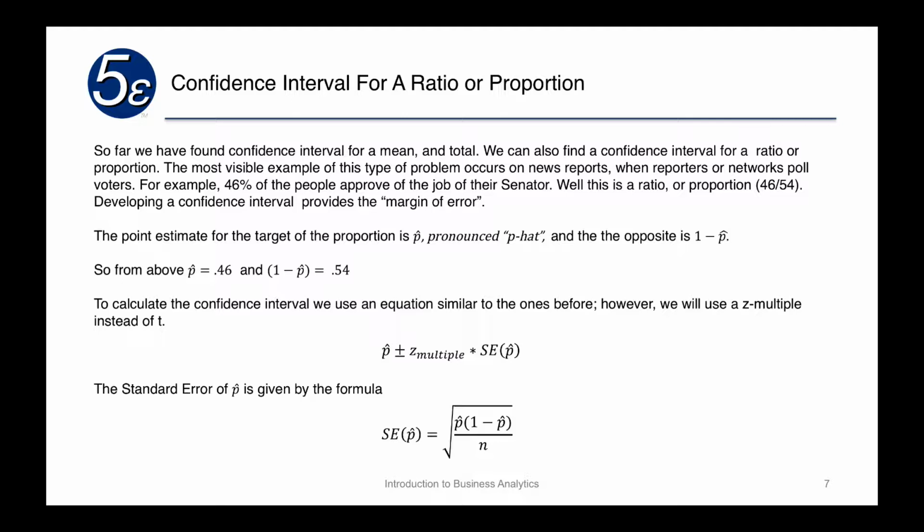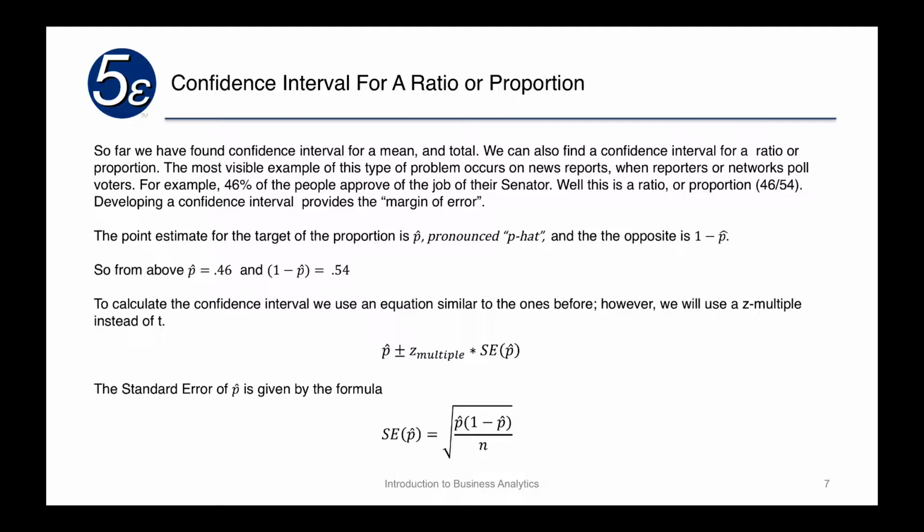The point estimate for the target of the proportion is p hat, and the opposite is 1 minus p hat. So from above, our p hat is 0.46, and 1 minus p hat is 0.54. In order to calculate the confidence interval around this ratio, we're going to use an equation similar to the ones before. However, this time we're going to use a z multiple instead of t.